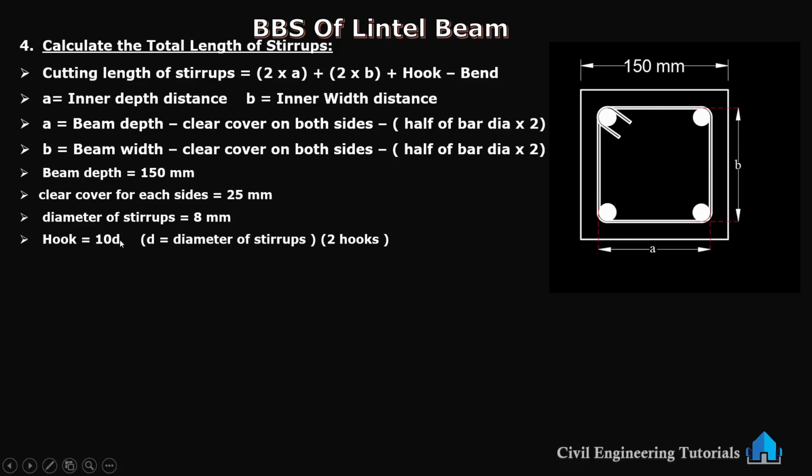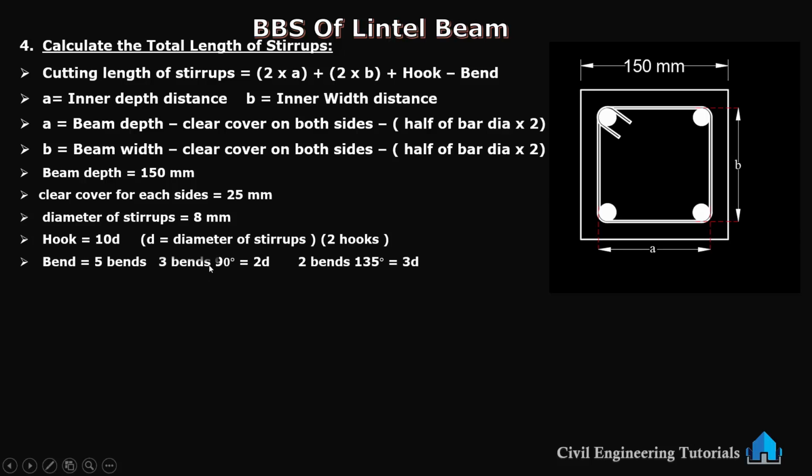Now hook is 10D, where D is the diameter of stirrup. Usually we take 10D. So there are 2 hooks, this side and this side. For 2 hooks, the hook formula is 2 into 10D. D is the diameter of stirrup, 8 mm.